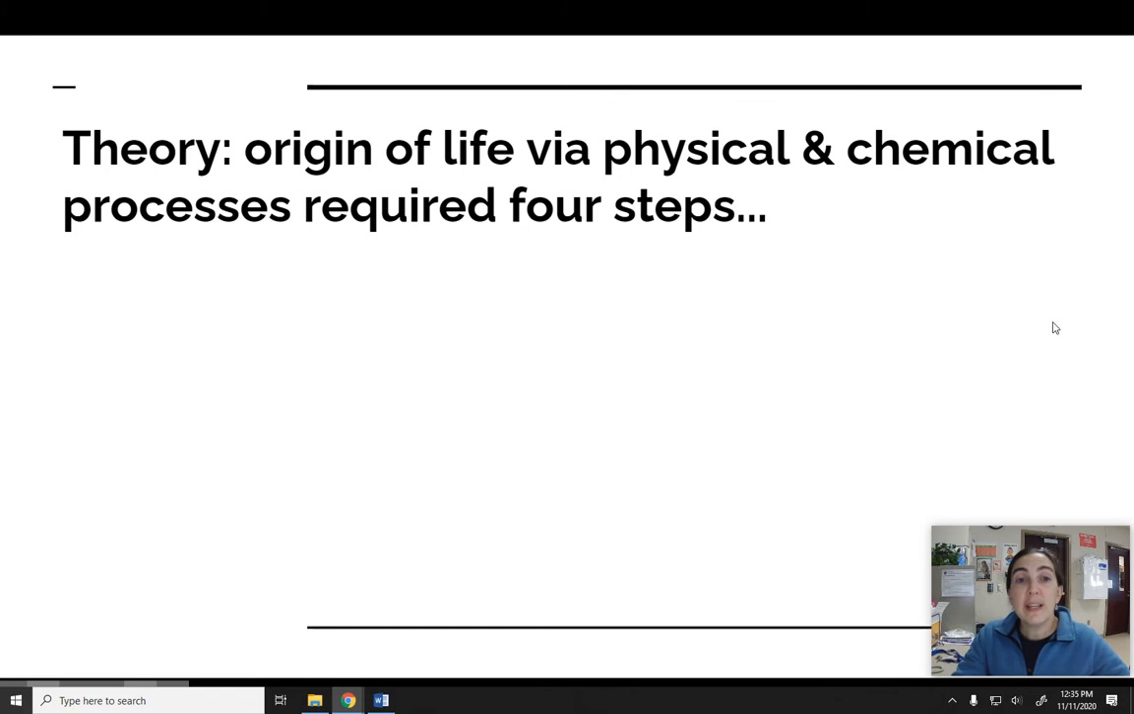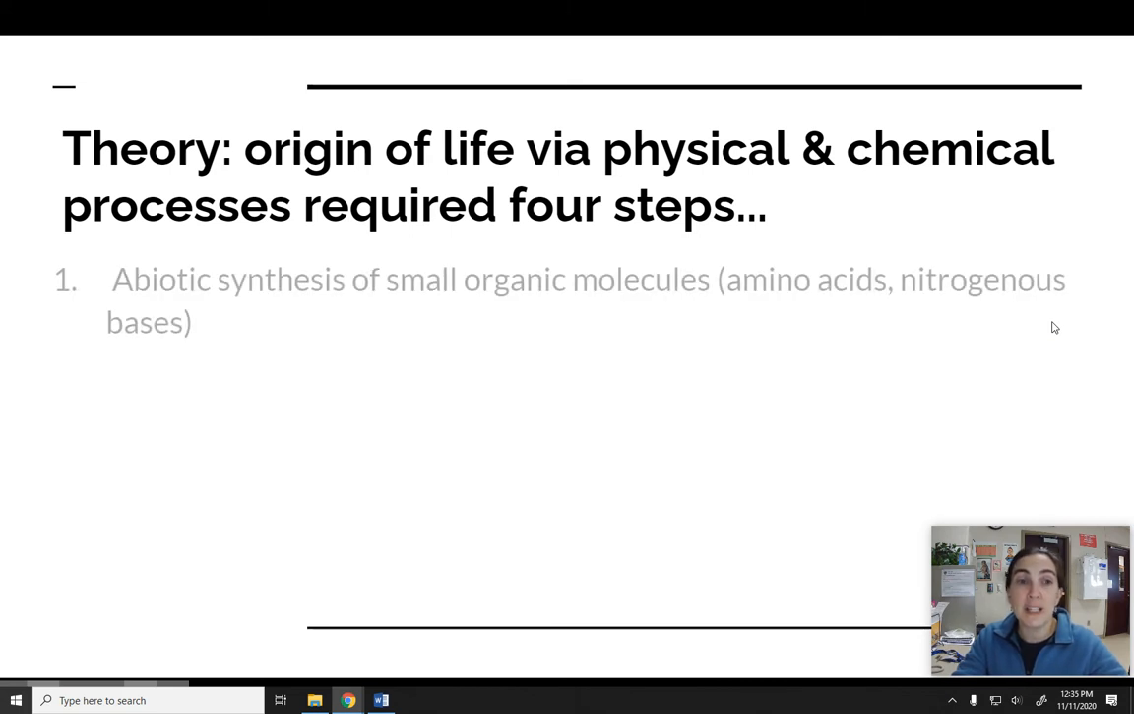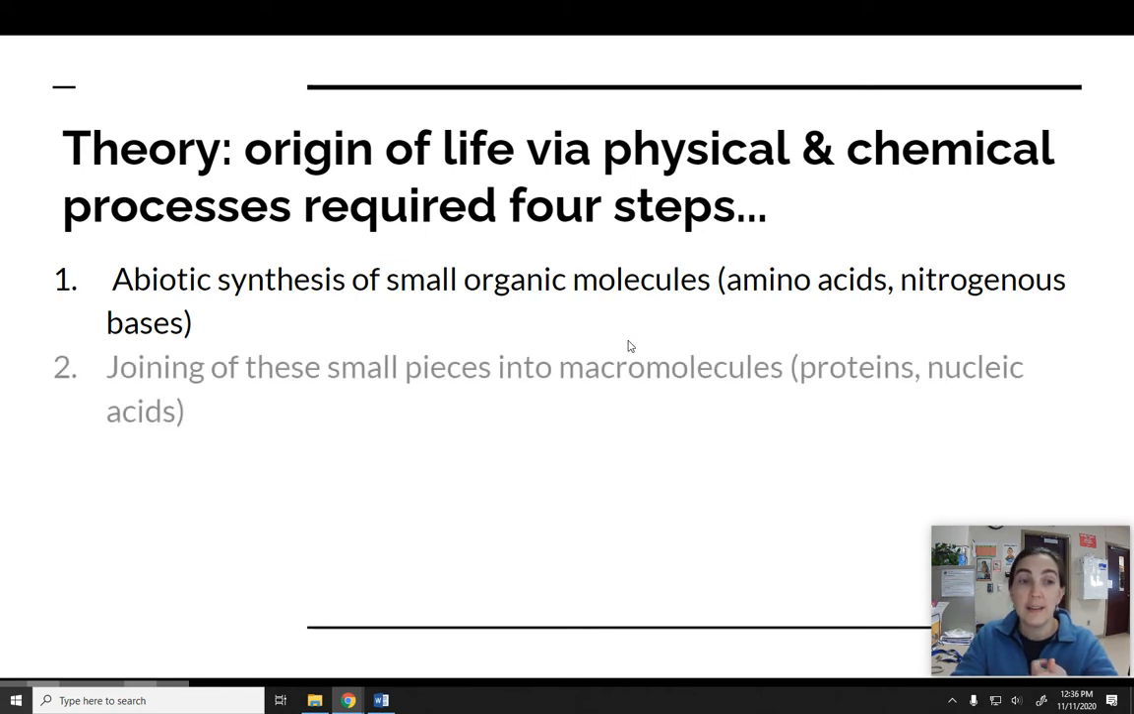The theory that life started through chemical and physical processes requires 4 steps. So this is kind of the overview, and we're going to go through the evidence that scientists have found for each of these in the next few slides. The first thing that's necessary is that we need to be able to abiotically synthesize small organic molecules. Basically, the monomers of all of the things we've been talking about in this unit had to be able to form abiotically from things that were not organic.